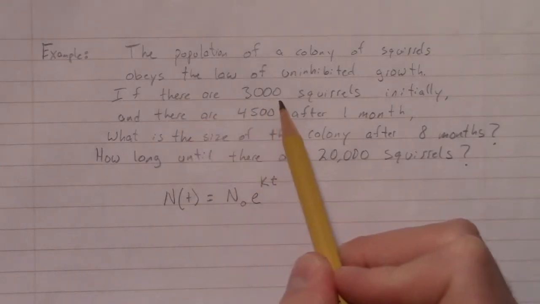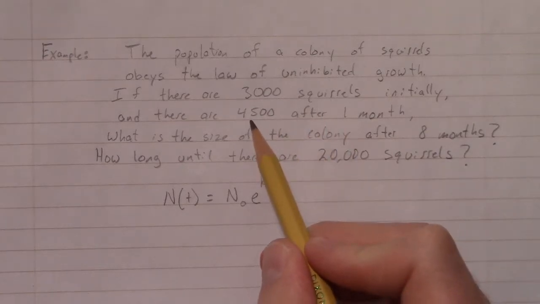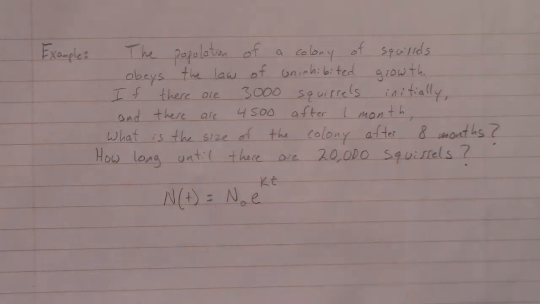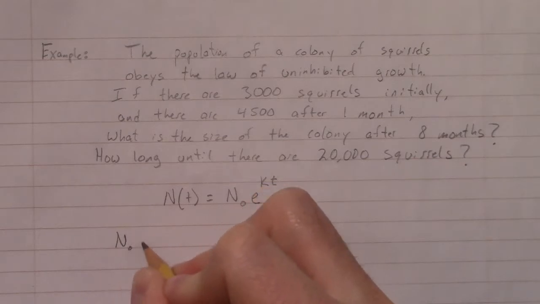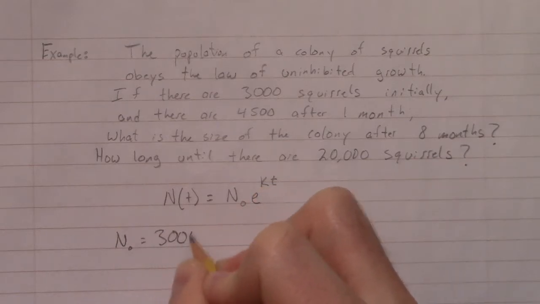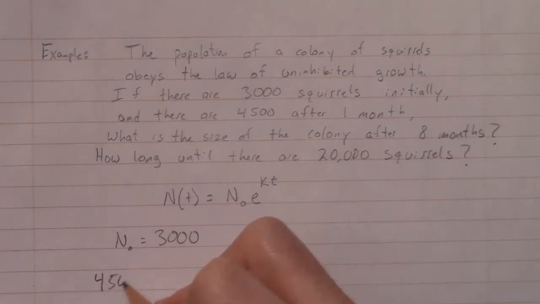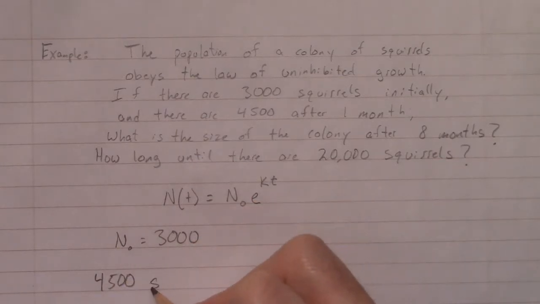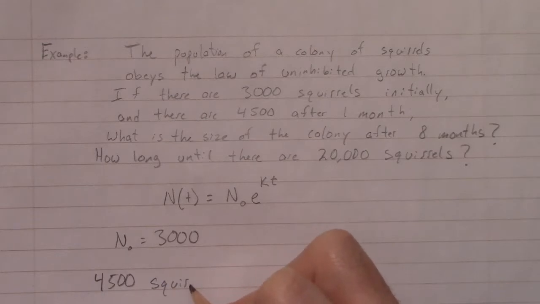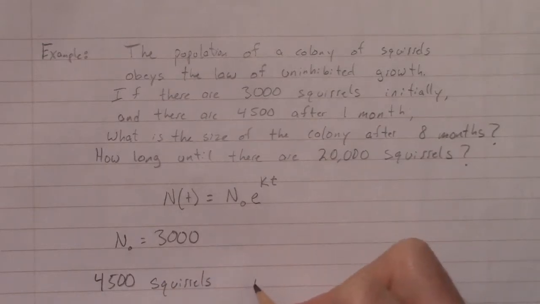We have 3,000 squirrels initially. After 1 month, there's 4,500, right? So N sub 0 will always be 3,000. Okay, that's not going to change at all. And our clue was that we had 4,500 squirrels in 1 month.